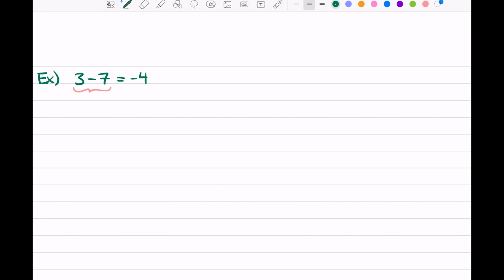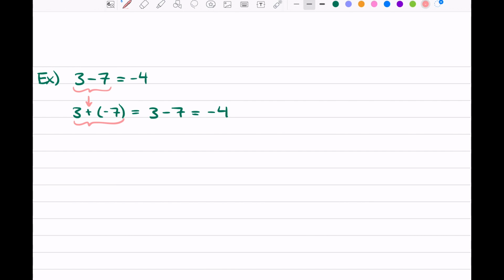I'll write it as 3 plus negative 7. Well, 3 plus negative 7 is equal to 3 minus 7, which is equal to negative 4. So we just rewrote our original problem in a different way. And let's do that one more time.